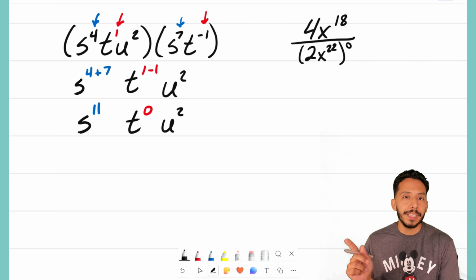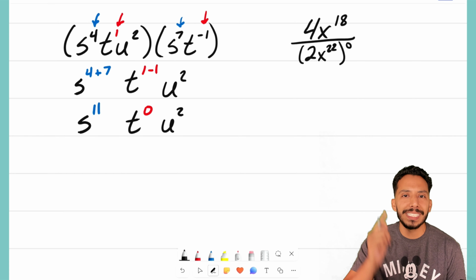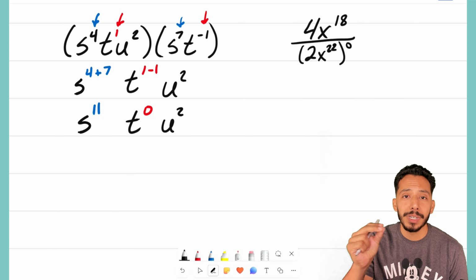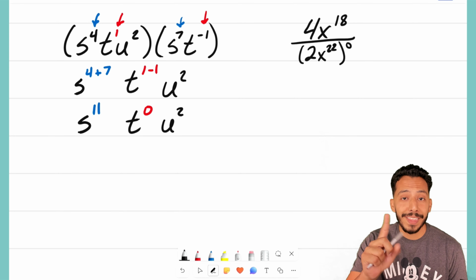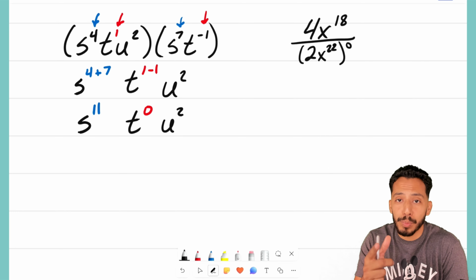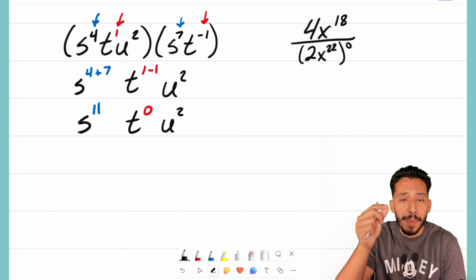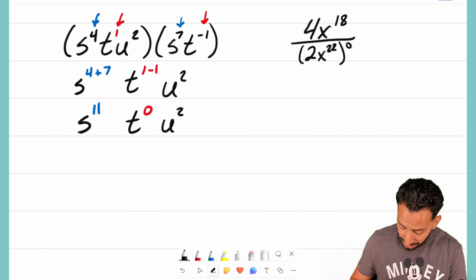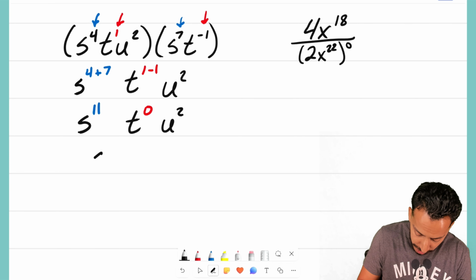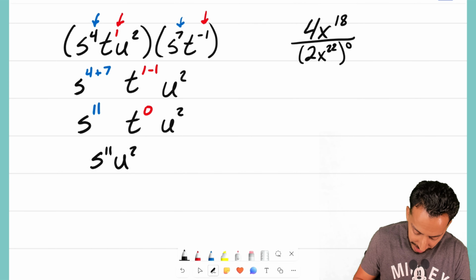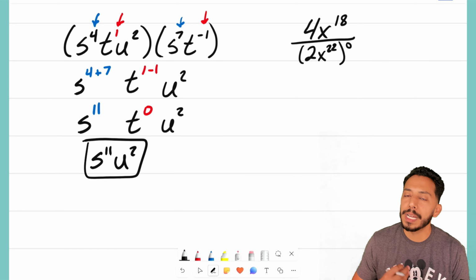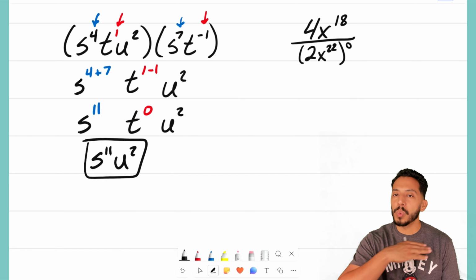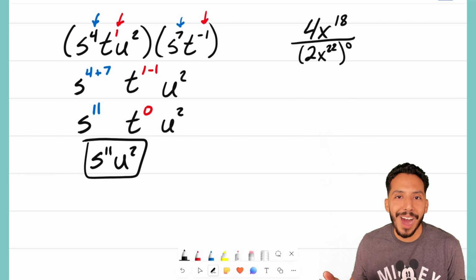Now you might think we're done at this step, but I see t to the 0 power. And you have to remember, anything to the 0 power is just 1. That's how it works out. That's why we like the 0 rule, because anything to the 0 power, I don't care what it is, it just becomes a 1. So this t to the 0 is going to become a 1, which means the final answer is just s to the 11th power times u squared. That is it, because this t to the 0 becomes a 1. It essentially goes away.